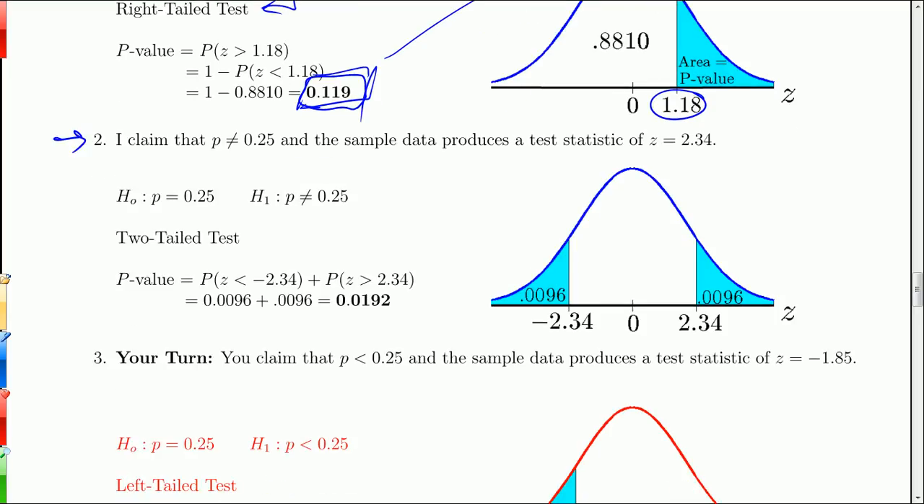Number 2, I claim that p does not equal 0.25, some population proportion does not equal 0.25. And the sample data produces a test statistic of 2.34.